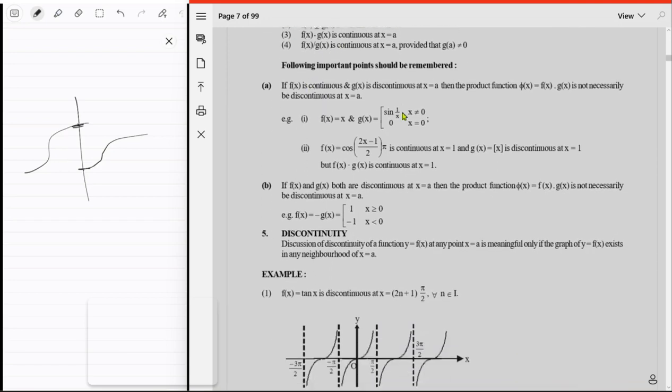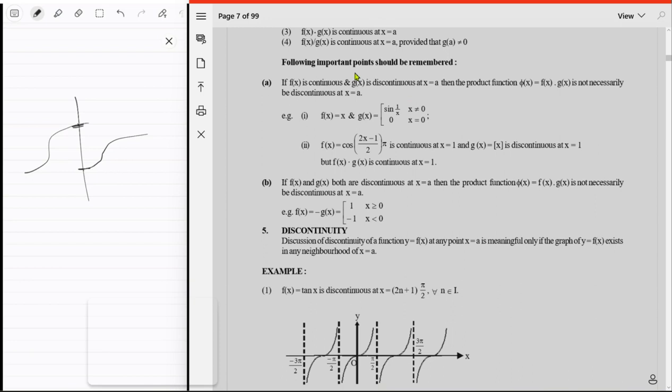Properties of continuous functions, we don't care about it. Following important points should be remembered. If f of x is continuous and g of x is continuous at x equal to a, then the product is not necessarily discontinuous at x equal to a. I mean, of course, just take this function and multiply it by x. So yeah, there you go.